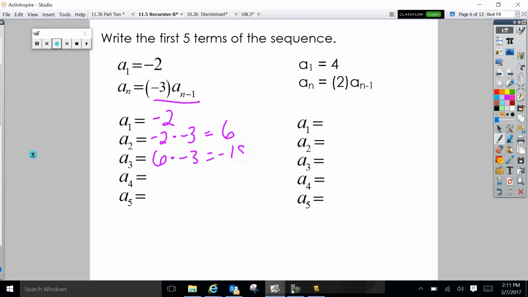I get -18. To find the next one, you have to do -18 this time, times -3, equals 54. Then to find the next one, you take the previous term, which is 54, times -3, which is -162.